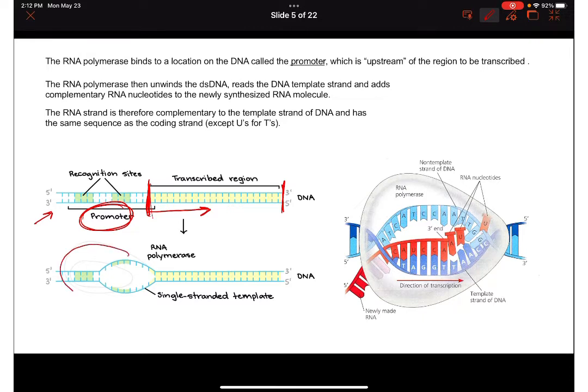This is the RNA polymerase there. And that's when it begins doing its thing. It unwinds the double-stranded DNA, and then it reads the template strand, and it makes a new mRNA molecule from that.